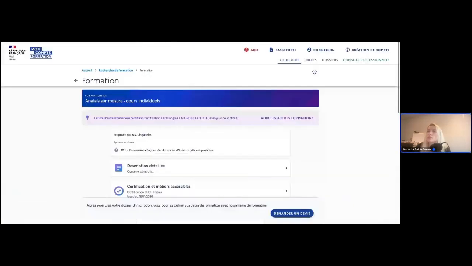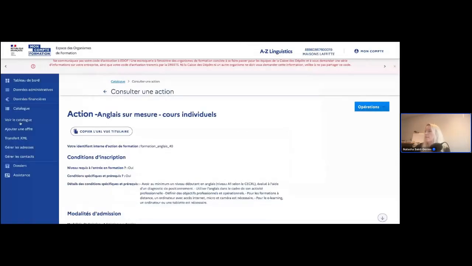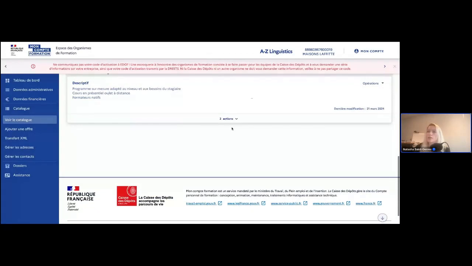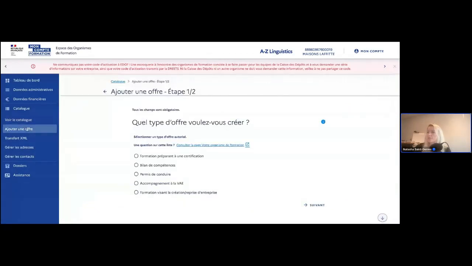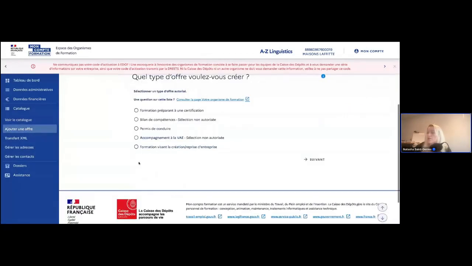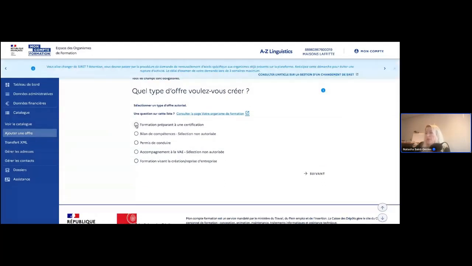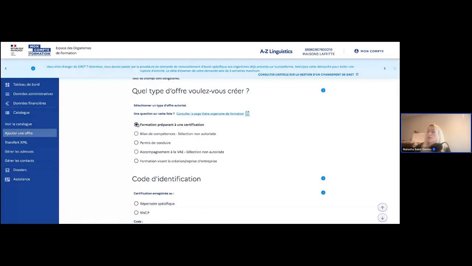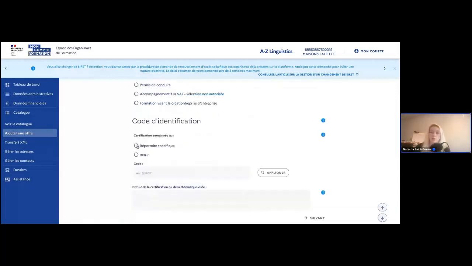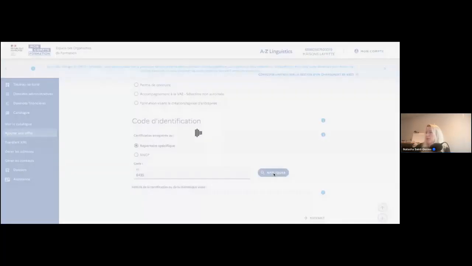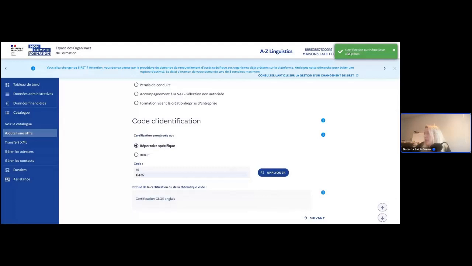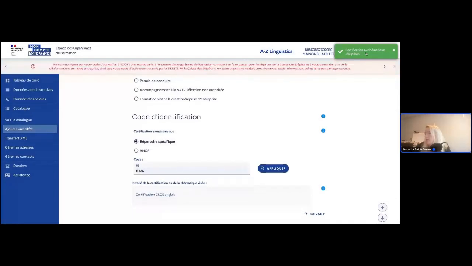If we go back on the catalogue, if I go here, ajouter un offre. I think for all of those language exams, it's going to be formation préparant à une certification. As far as I'm aware, they're all on the répertoire spécifique. This is the one for Chloé Anglais. You see in the right-hand corner there, it says certification récupérée.